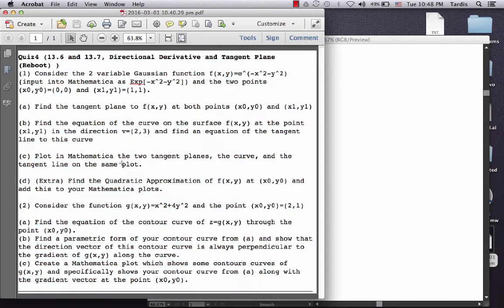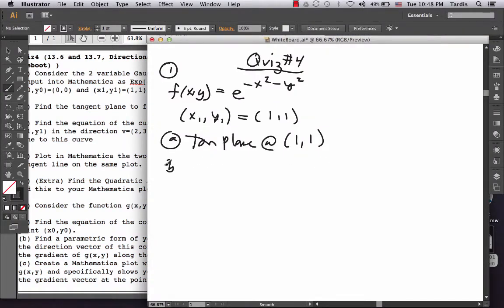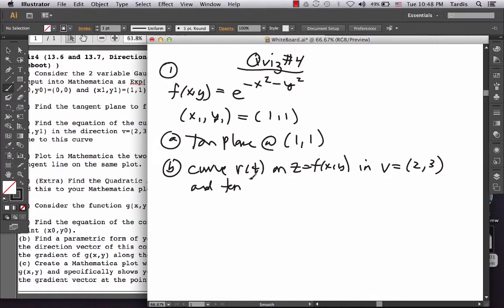Okay, the second part, B, to find the curve on the surface, curve r of t on the function z is equal to f of xy in the direction v is equal to 2, 3. So to find the curve on the surface in this direction and its tangent line. And then the third part is to plot all these curves together. Okay, so I'll do the two parts by hand, and then I'll let you see the solutions that are in Google Drive for the student solutions that I've done a very good job on for the plots.